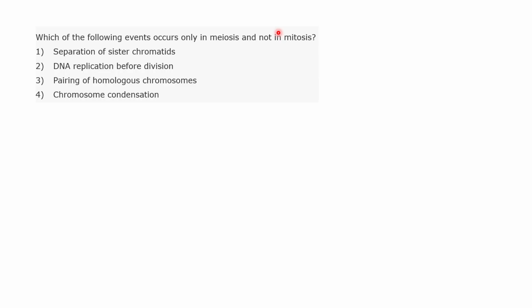Which of the following events occur only in meiosis and not in mitosis? Separation of sister chromatids, DNA replication before division, pairing of homologous chromosomes, chromosome condensation. Which may be the answer? Okay, option number 3 I am getting. Any other option? Okay, option number 3.